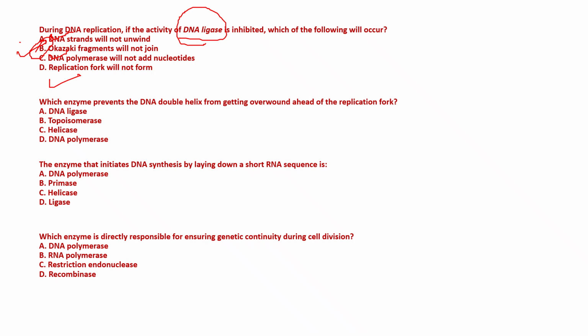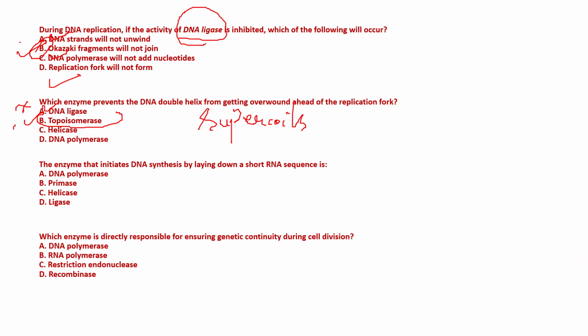Coming to the next question: which enzyme prevents the DNA double helix from becoming overwound ahead of the replication fork? DNA ligase? No, DNA ligase helps in combining the Okazaki fragments. Helicase helps in unwinding the DNA. DNA polymerase helps in multiplication of DNA, but topoisomerase removes the supercoils and tension during DNA unwinding. So what will be the option, students? It will be the second option.